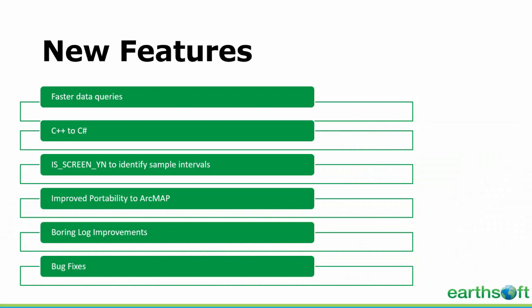I'm going to describe these in more detail later on. It's basically faster data queries, which is essential when you're working in EnviroInsite and consuming large amounts of data. We've translated a lot of the code from C++ to C#. There's a new data field called isScreenYN, and we'll talk about what it does. We've improved the portability to ArcMAP, and I'm going to show you how that's done. There are a number of changes to the boring log reports and bug fixes, of course.